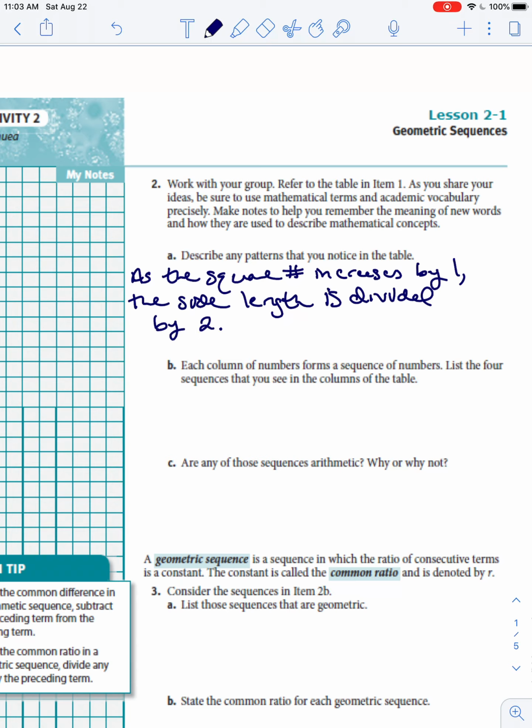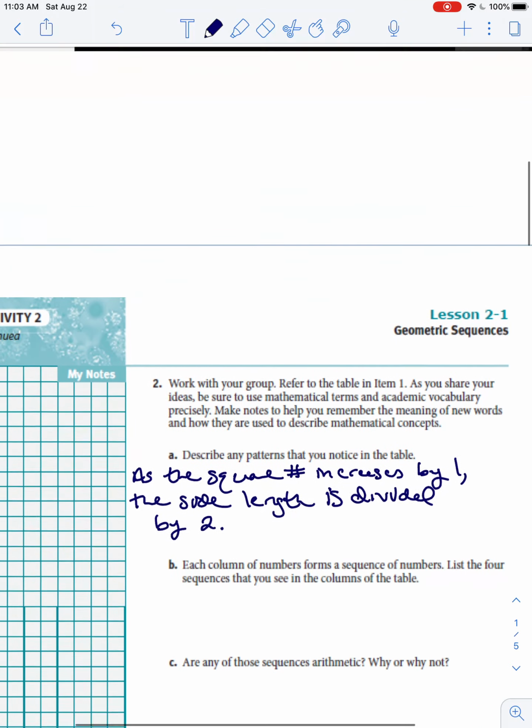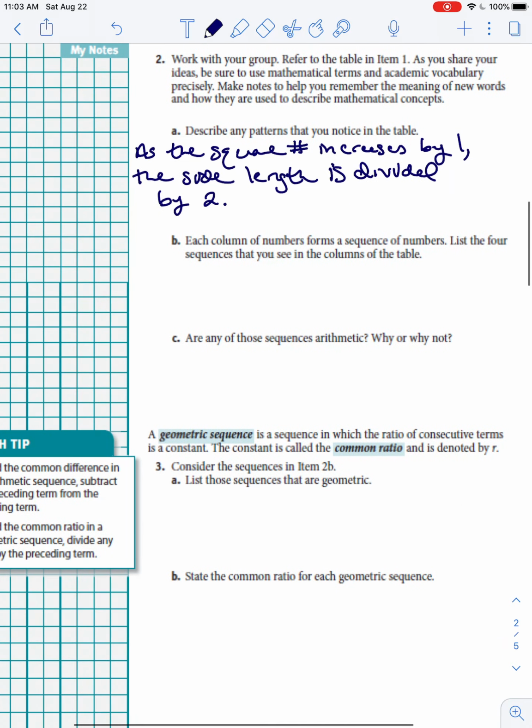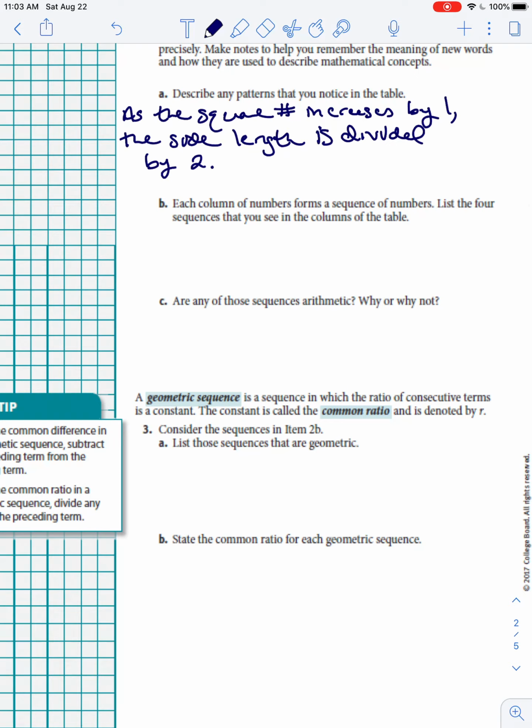Okay, and I do see some other patterns. I also noticed that the number of squares doubles each time. If I look at the second column, the number of squares actually doubles. It goes from 2 to 4 to 8 to 16 to 32 as the square number increases. So, you can write down whatever you notice in those patterns.